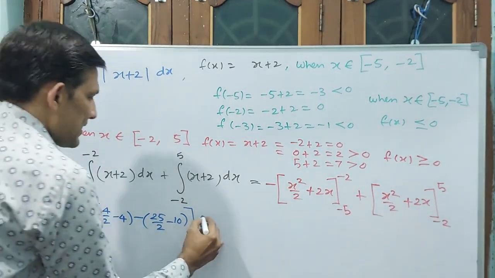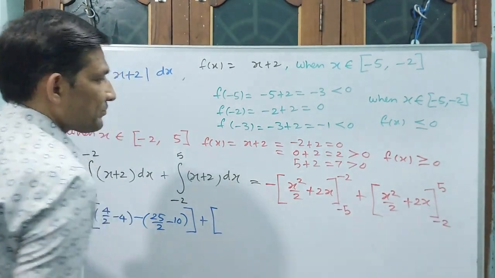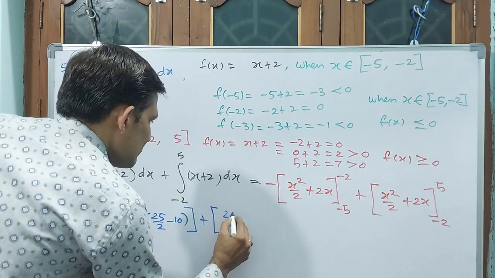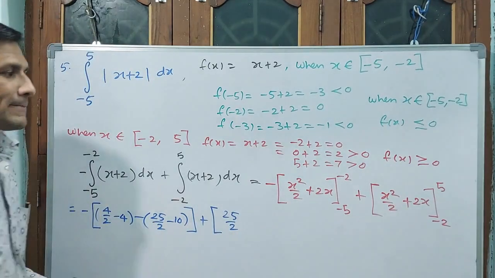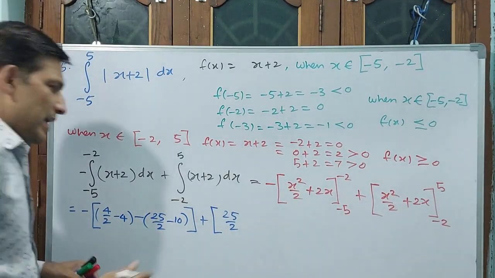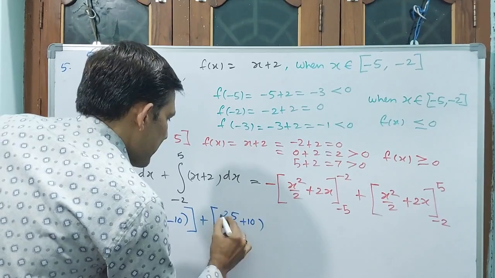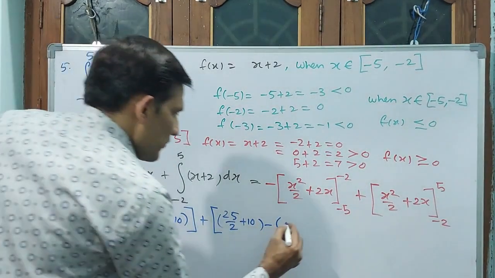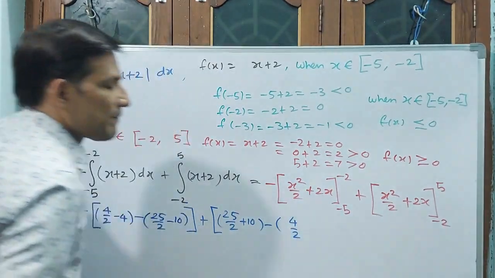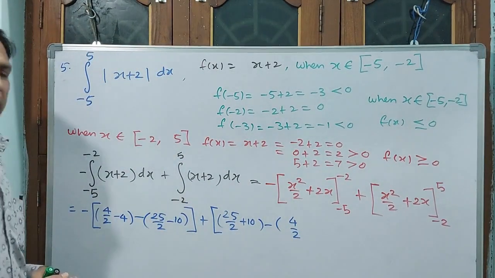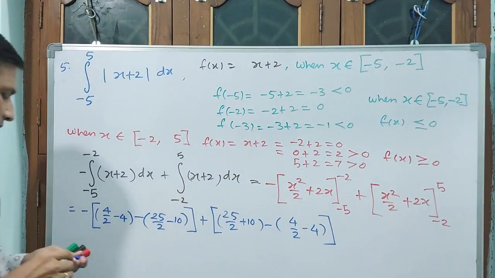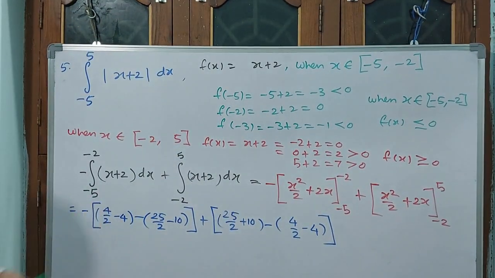Take care. Plus upper limit 5 square, 25 by 2, plus 2 into 5, 10. This is upper limit minus lower limit. Minus 2 square, 4 by 2, plus 2 into minus 2, minus 4. Close. Okay? These are the figures we have to apply.